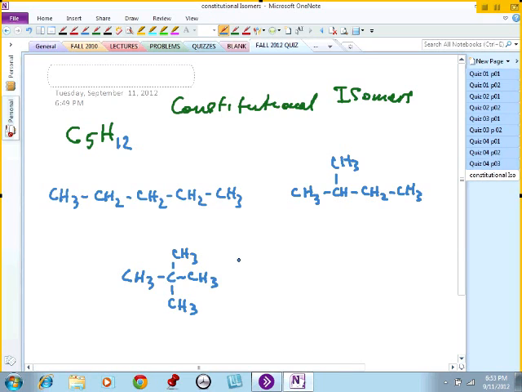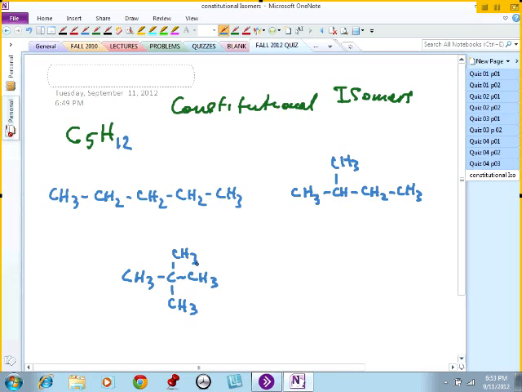Each one of these compounds here, the relationship between them is what we refer to as constitutional isomers. These are all constitutional isomers. So now you at least get the idea: when we say constitutional isomers, it simply means different compounds having the same molecular formula, but different attachment of the atoms.